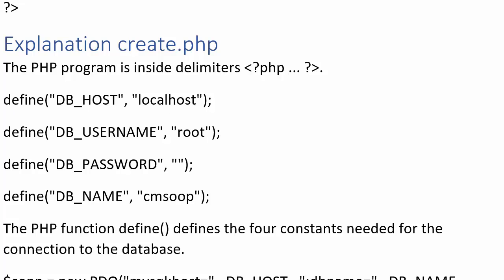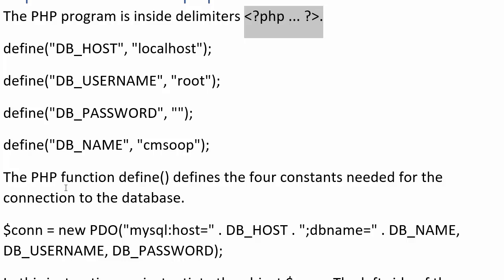Explanation of create.php. The PHP program is inside the delimiters, open and close. The define function defines the four constants. These are the four constants needed for the connection to the database.